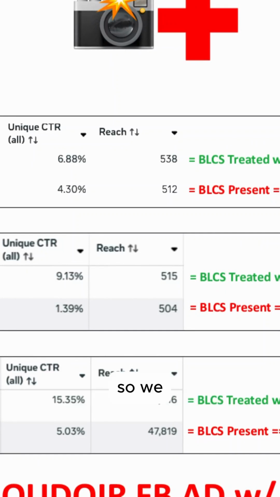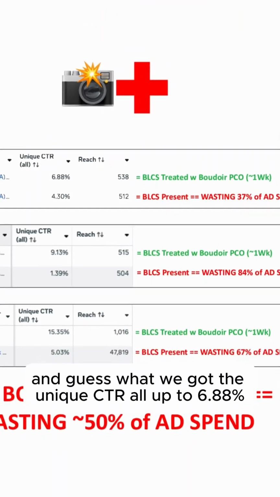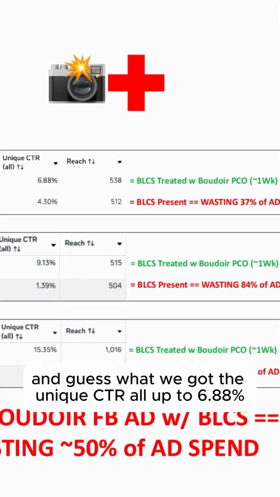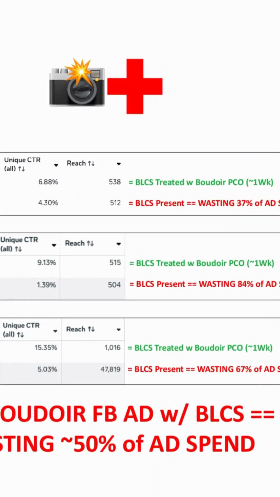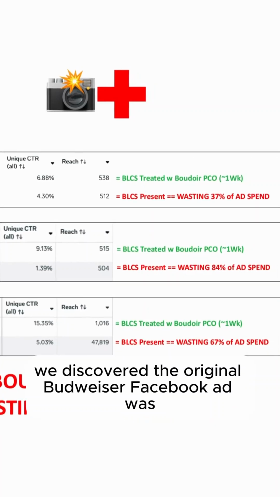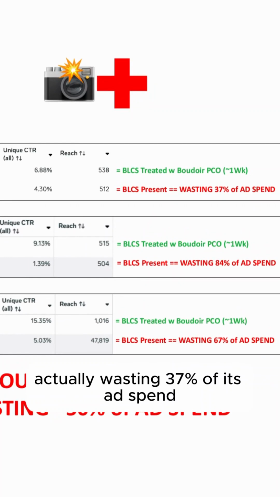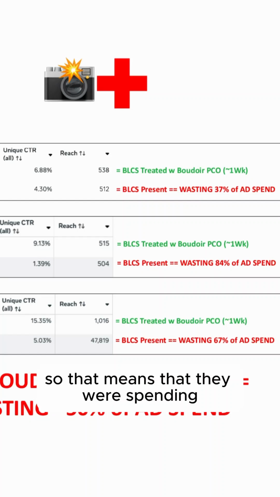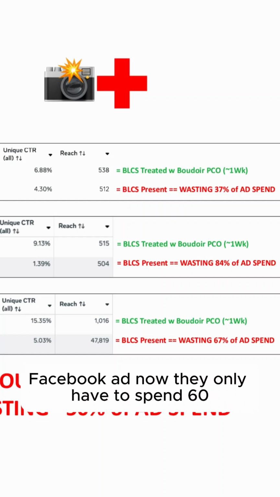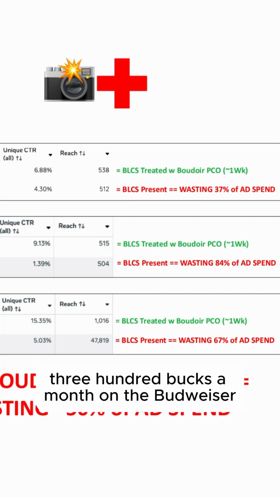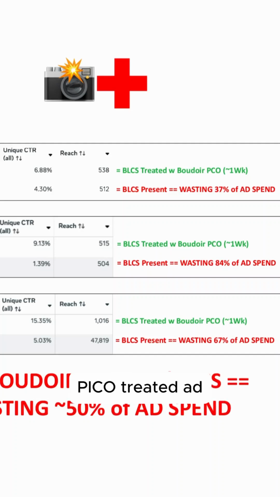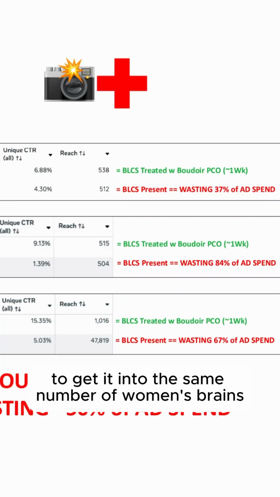So we got the treatment, treated with Boudoir Pico. Takes about a week. And guess what? We got the unique CTR all up to 6.88%. So we discovered the original Boudoir Facebook ad was actually wasting 37% of its ad spend of what it could have been achieving. That means if they were to spend 10 grand a month on the original Boudoir Facebook ad, now they only have to spend $6,300 a month on the Boudoir Pico treated ad to get it into the same number of women's brains.